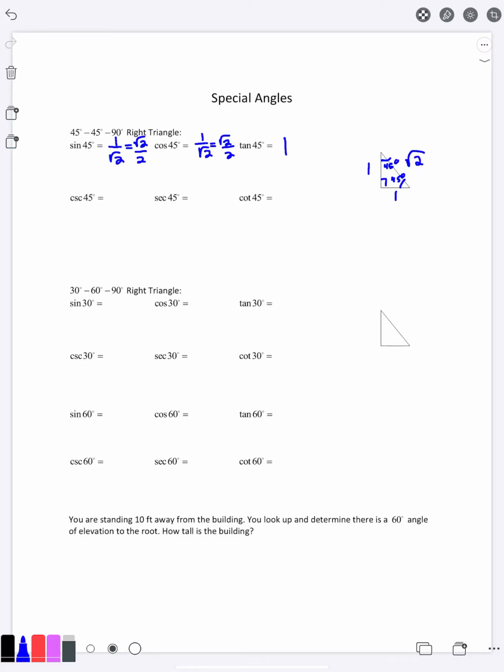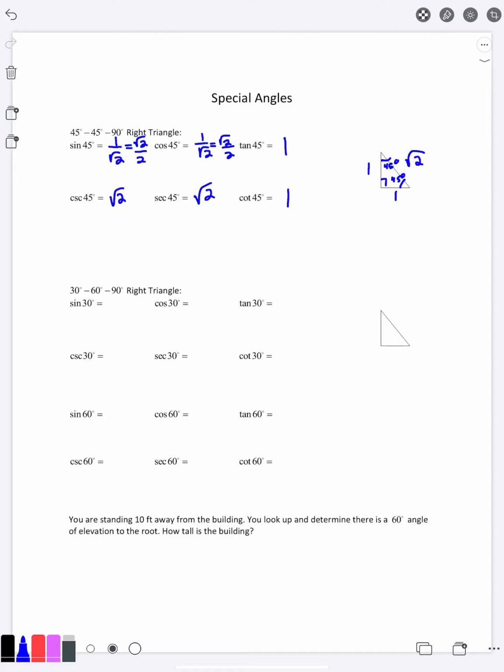One of the reasons why I like leaving it in the original form of 1 over root 2 is when I go to find my reciprocals here, my cosecant, the reciprocal of 1 over root 2 is going to be just root 2, whereas if you reciprocaled root 2 over 2, you would have had to simplify it back down to just root 2. Similarly, secant is going to be 1 over the cosine, which is root 2. Cotangent is the reciprocal of tangent, reciprocal of 1 is 1. And so there we go.